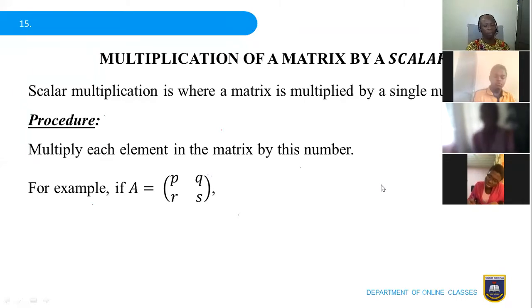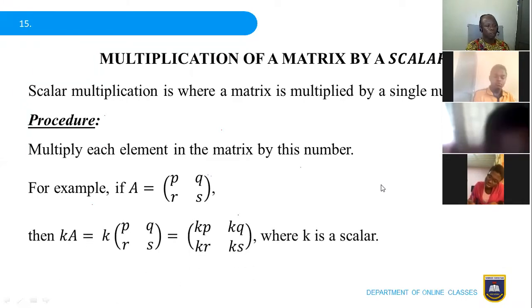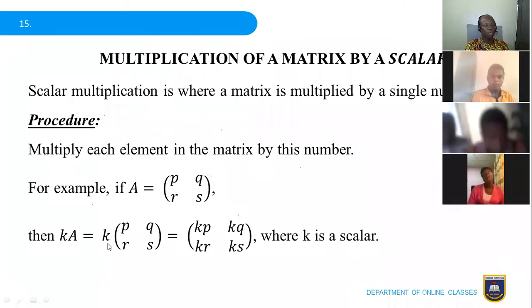PQRS, then we can have kA. Now the k there is multiplying A. So this is equal to k multiplying the matrix A. You see, we are now replacing the A here with the matrix, which is PQRS. And that will be equal to, so the k here will multiply each element here. So now k times p.